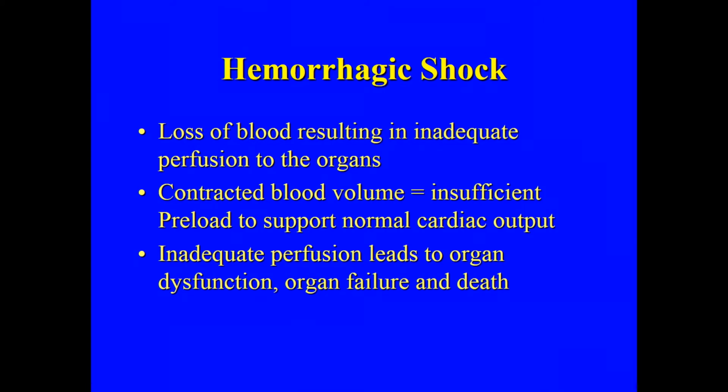Hemorrhagic shock results from the loss of blood leading to inadequate perfusion of the organs. This contracted blood volume makes inefficient preload and unable to support normal cardiac output. Therefore, this shock state is characterized by inadequate perfusion, inadequate cardiac output, resulting in organ dysfunction and then ultimately organ failure and potentially death of tissues and organs and the entire organism if sustained.